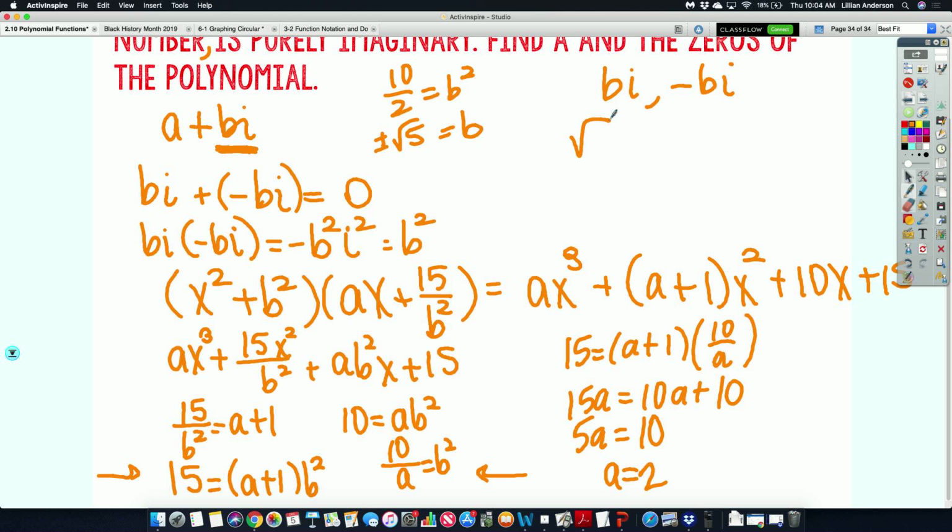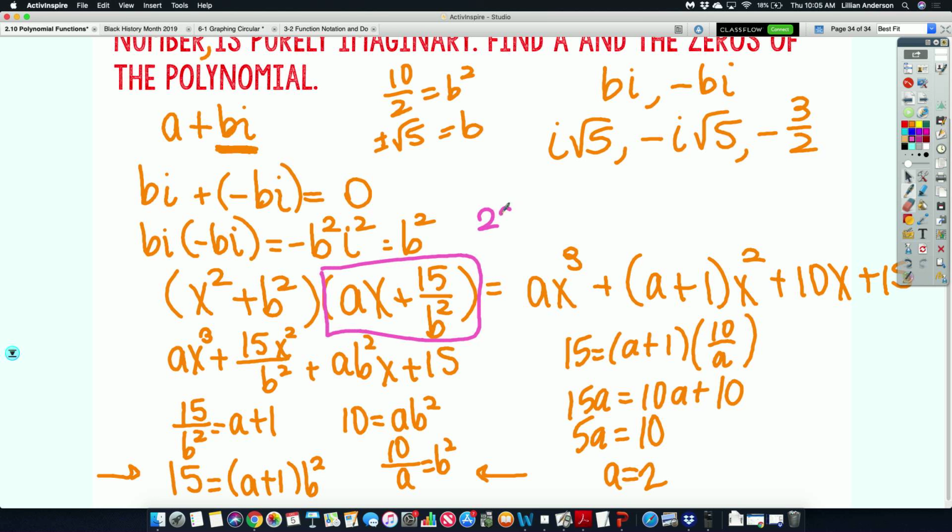So then the zeros are square root of 5 i, negative square root of 5 i, and the last zero would be, what will be the last zero? Negative 3 over 2. And you get that last zero from this point here. When you plug in a, since we know b is plus or minus square root of 5, when you square it, it still just gives you 5. So then that's 2x plus 3, and you get a negative.